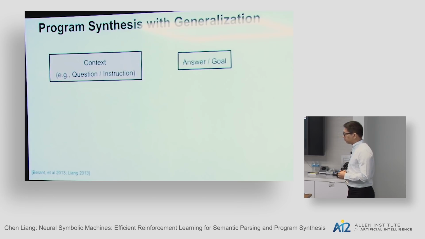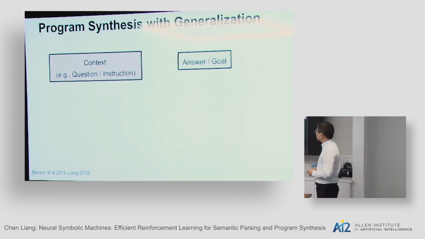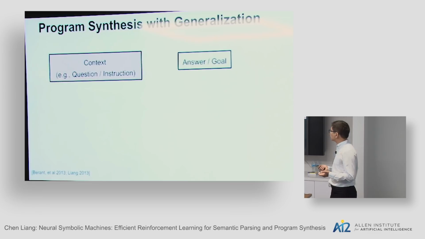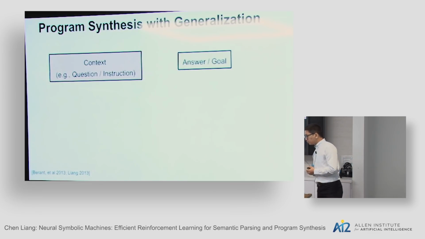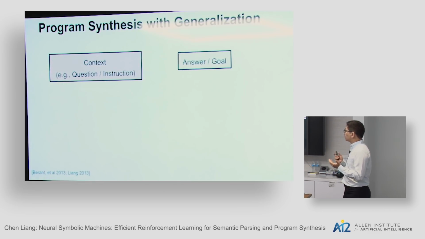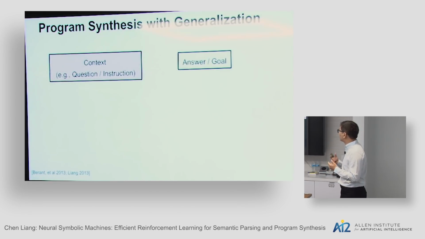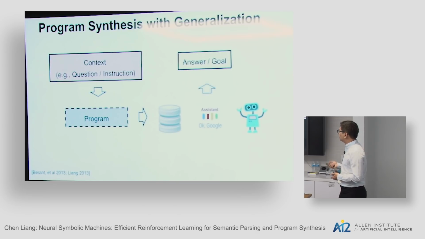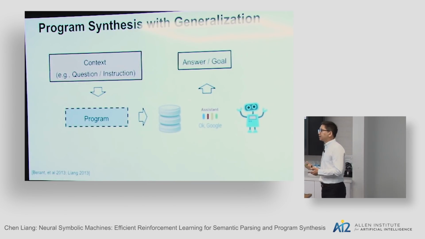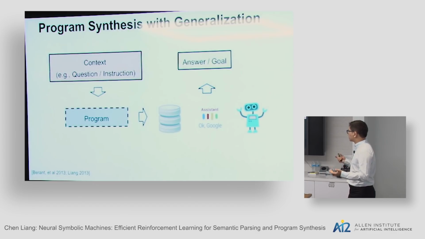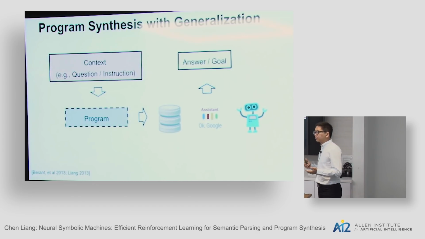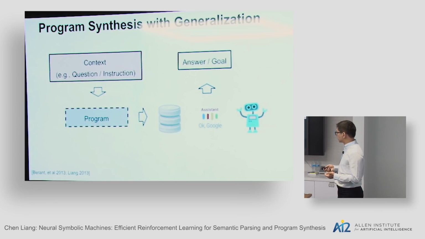So as an overview of the task, what we are concerned with is program synthesis with generalization. What that means is we are given a context, say a question or an instruction of what we want to do, and we are looking for some answer or some kind of goal, and we need to generate programs, and the programs will be executed on, say, a database or a knowledge graph, or say an assistant or robot, to achieve the goal or to return the answer.